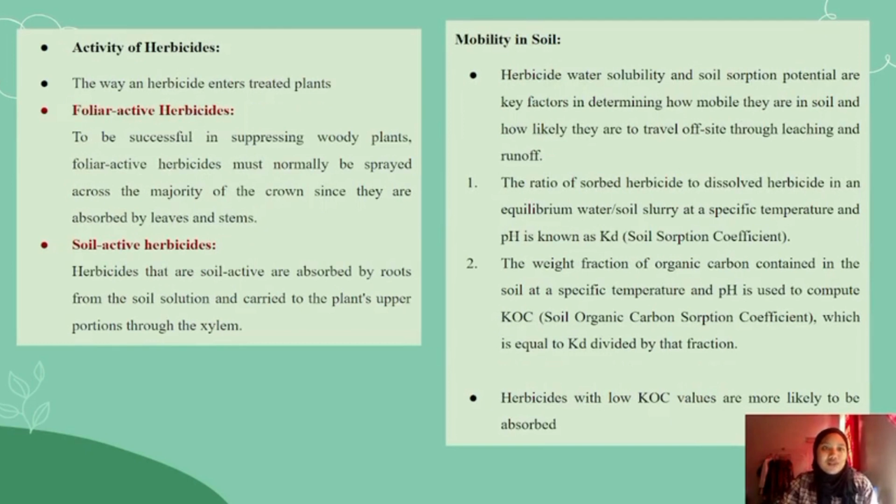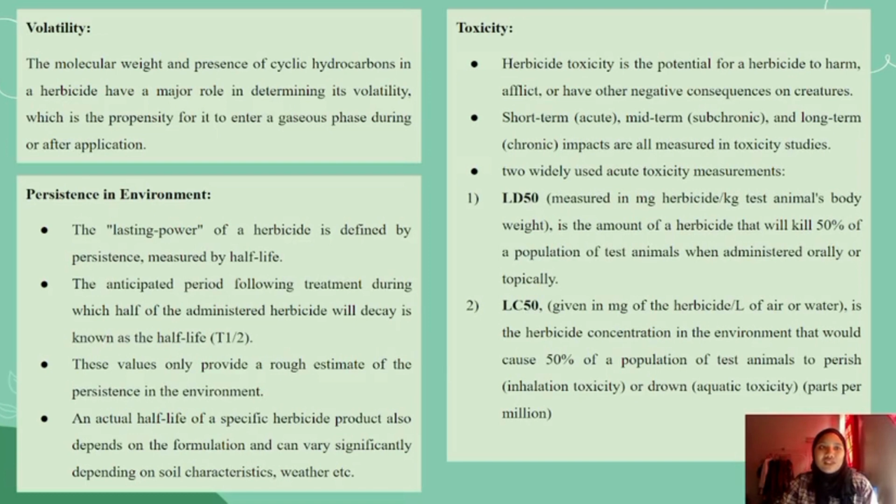The third criteria is activity of herbicides, which is the way a herbicide enters the treated plant, which can be divided into foliar-active herbicides and soil-active herbicides. Mobility in soil is the next criteria. Kd is the soil absorption coefficient, while KOC is the soil organic carbon absorption coefficient. The next criteria is volatility, which can be determined by the molecular weight and presence of cyclic hydrocarbons in a herbicide. The next criteria, persistence in environment, is the lasting power of a herbicide and can be measured by half-life. And last but not least, toxicity, which is the potential for a herbicide to harm, afflict, or have other negative consequences on creatures. The impact can be divided into short-term, which is acute, mid-term, which is subchronic, and long-term, which is chronic. There are two widely used acute toxicity measurements, which are LD50 and LC50.